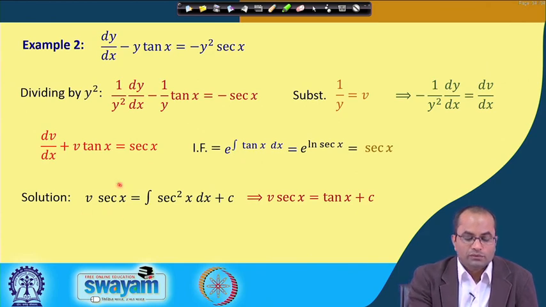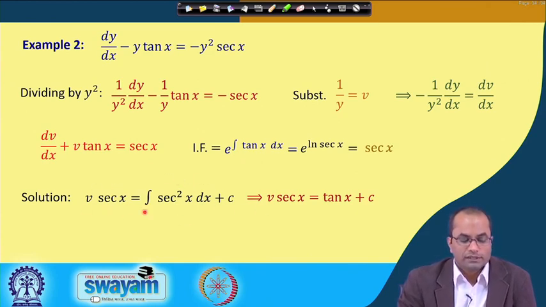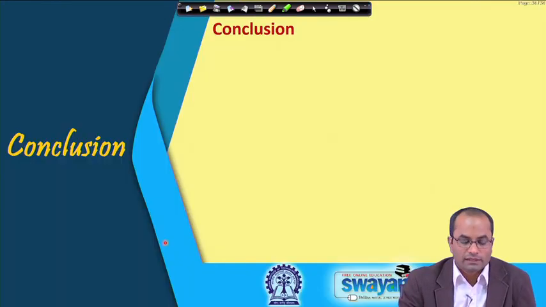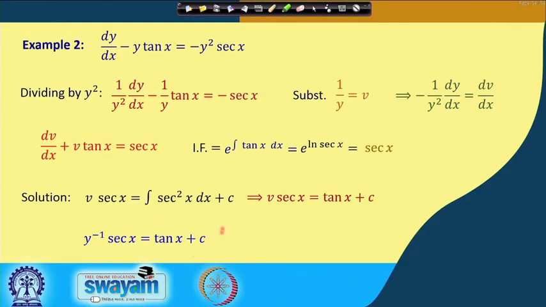So, we get v into sec x is equal to the integral of sec square x, that is tan x, plus the constant of integration, and this v was nothing but 1 over y. So, this 1 over y times sec x is equal to tan x plus c, and that is the solution of the given differential equation written in implicit form of y and x. So, in fact, we can write this down in an explicit form also, because y appears here. So, we can bring everything to the other side of this y. So, the solution can be written in explicit form as well.